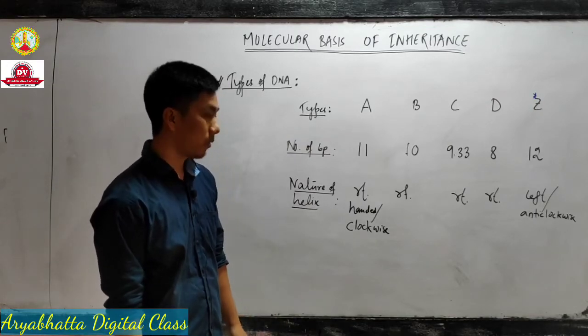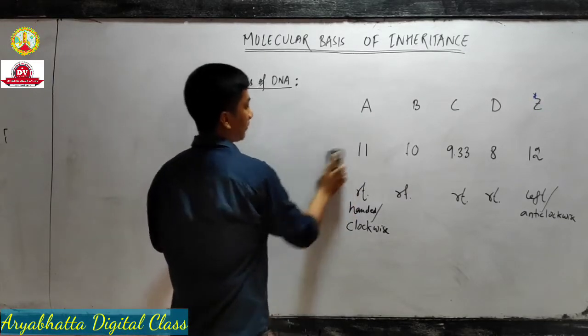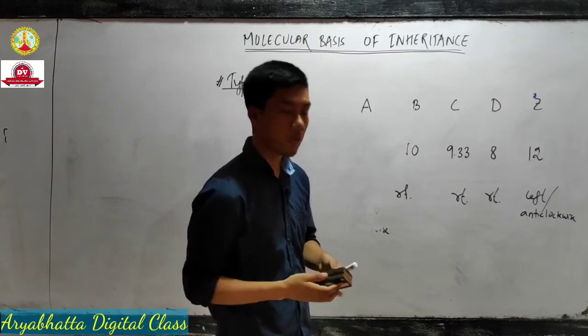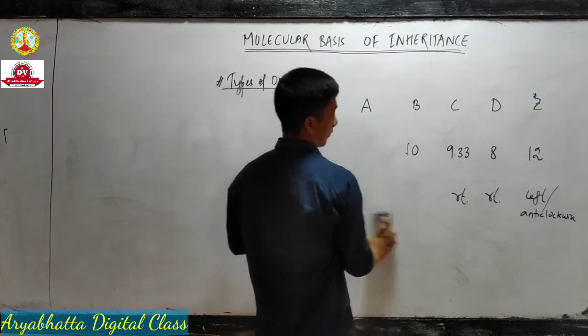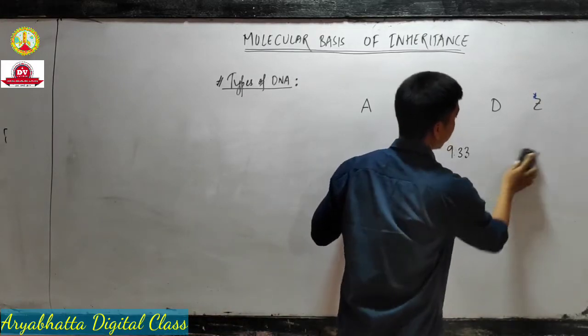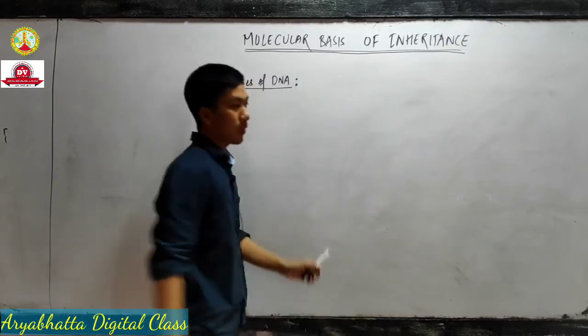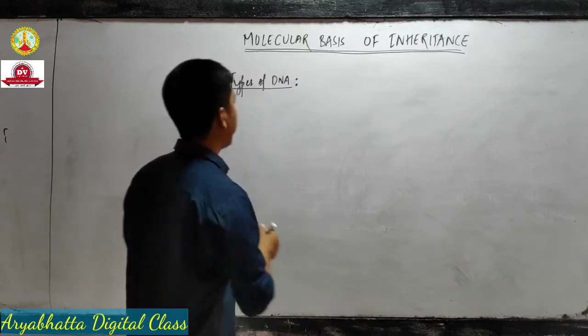So what else do you need to know? These are the types of DNA. These are some extra things I'm giving you, which are not included in your NCERT book, but still it's better to know everything. So next, you need to know one term.